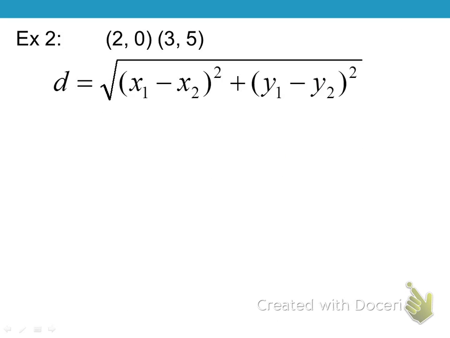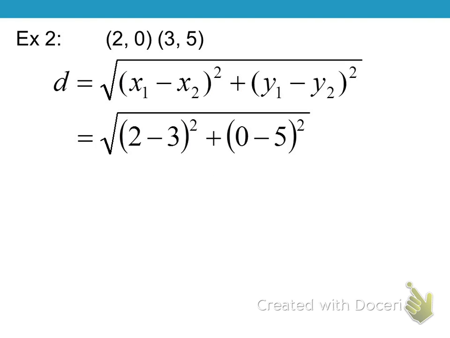All right, starting with that same old distance formula. What is my x1? 2. What is x2? 3. So I'm going to start with 2 minus 3 squared. In the back, my first y is 0. My second y is 5. I'm going to subtract those two. I'm going to square it.